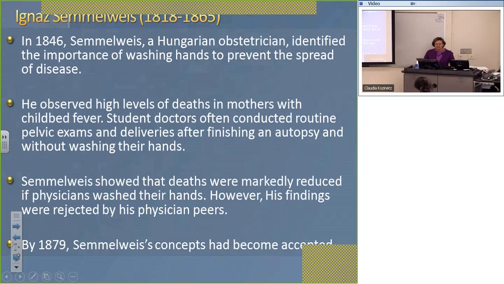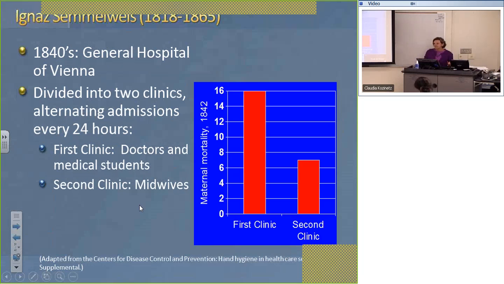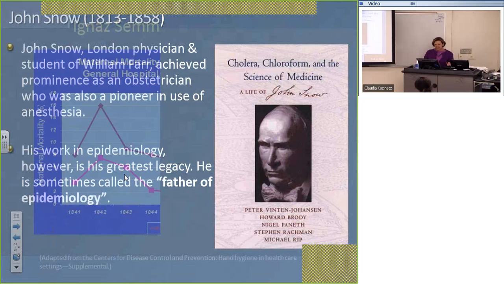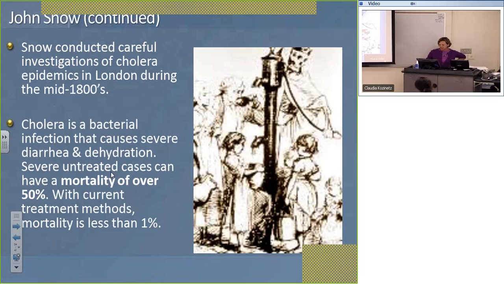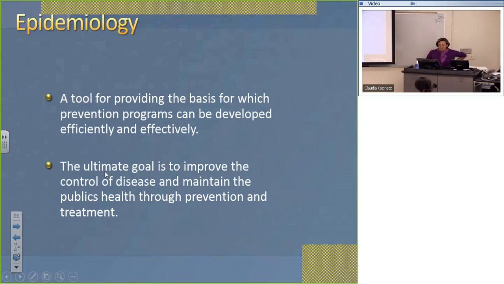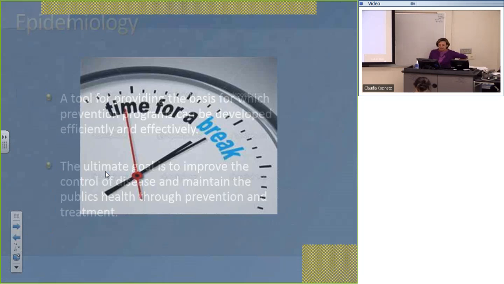And I won't go through these slides right now. Once again, they will be available to you, but they just highlight what you read in Chapter 1. You'll recognize these figures and tables, and there's John and a picture from his book. So epidemiology is a tool for providing the basis for which prevention programs can be developed efficiently and effectively. And our ultimate goal is to improve the control of disease and maintain the public's health through prevention and treatment.